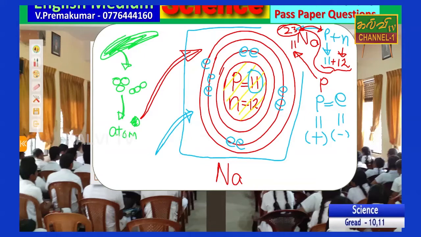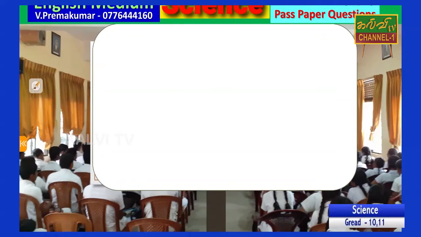So when we study the structure of the atom, there are three subatomic particles. What are they? Electrons, protons and neutrons. Now the number of protons has another name, that is atomic number. Atomic number, right? We will come to the slide.